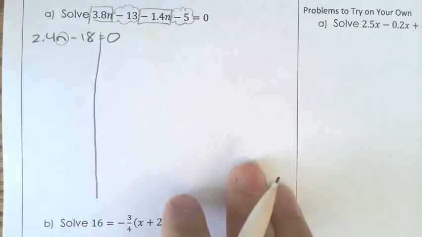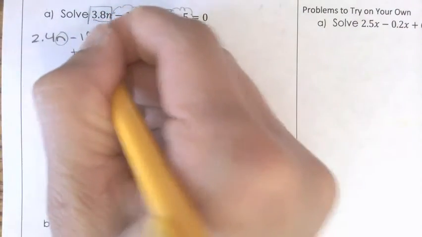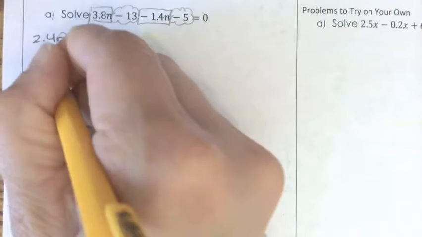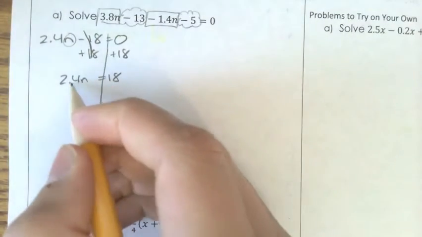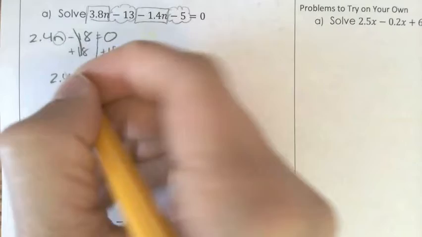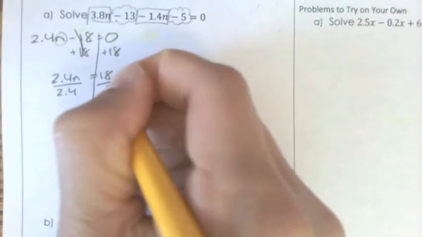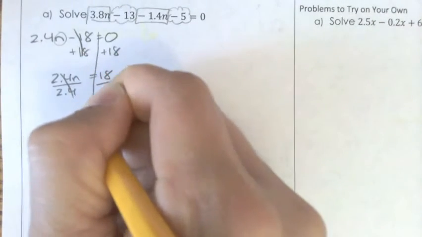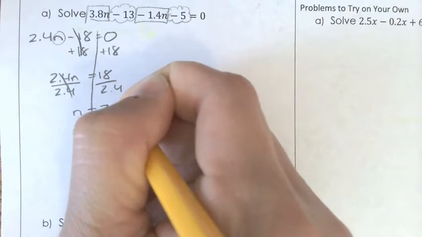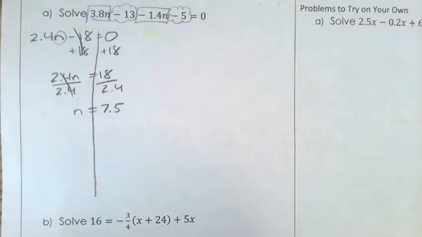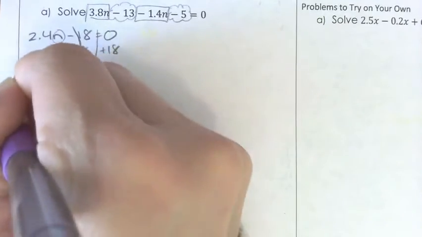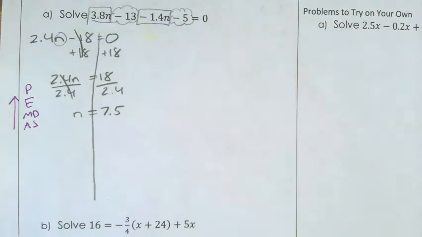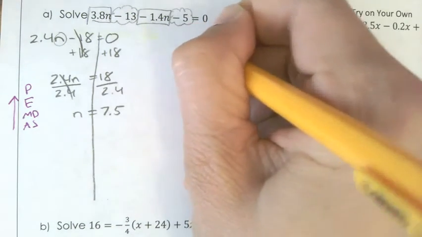First, we take care of that addition and subtraction, so we're going to add 18 to both sides. We get 2.4n equals 18. This is 2.4 multiplied by n, so I'm going to divide by 2.4. And that leaves me with n equals 7.5. Remember, this is where we are doing PEMDAS backwards. Okay, let's check that answer.